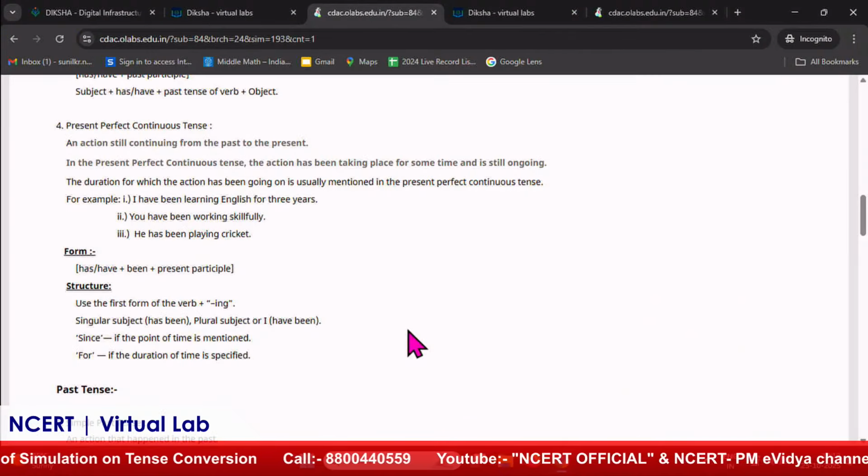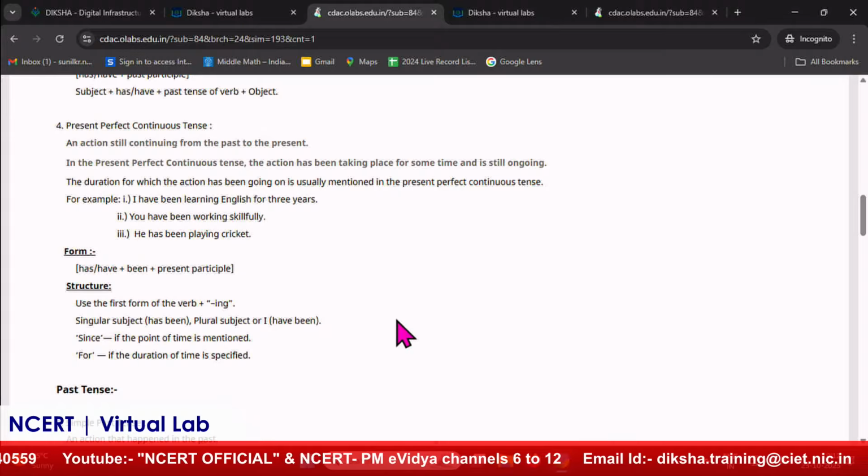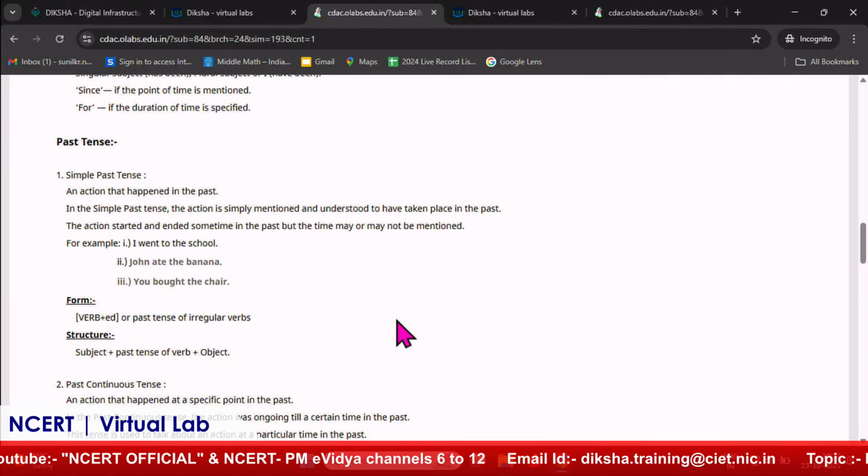So this will have both the perfect tense, where the indicator will be have, and the ing, which is of the continuous tense. So the first form plus the ing. I have been learning English for 3 years, like we said. Now let's quickly look at the past tense.